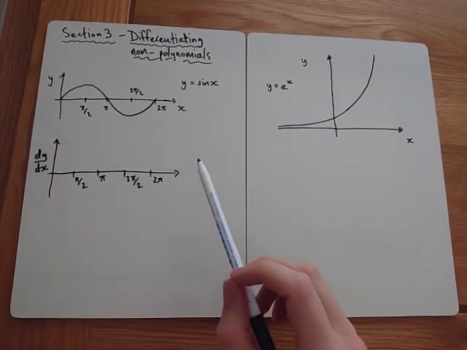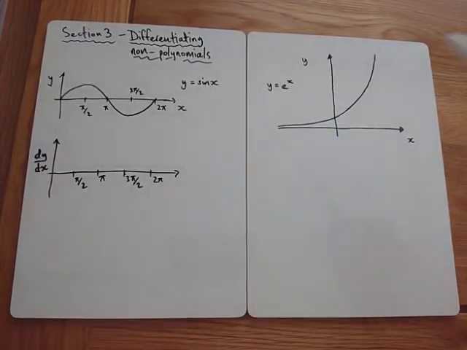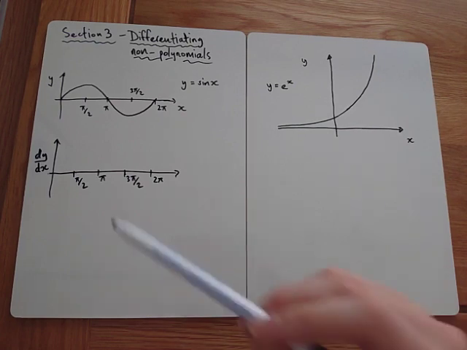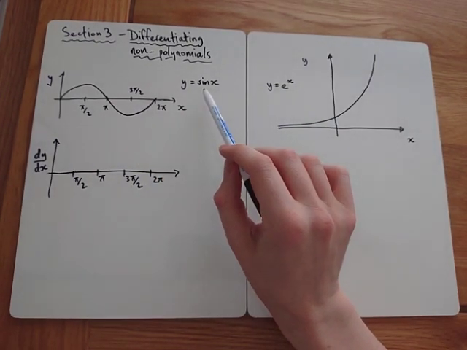Next, we're going to look at how to differentiate non-polynomials. And what we mean by that is basically any other type of function. So it could be a trig function, it could be an exponential, it could be a log. Just not an x squared or an x cubed or a root x. Okay, so first let's start by looking at the sine function.